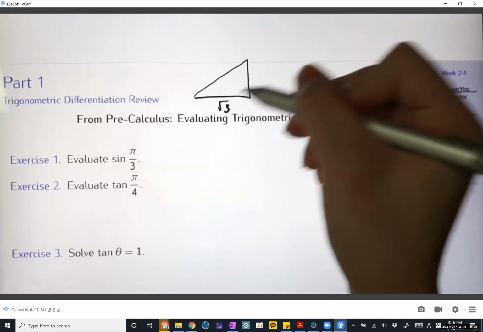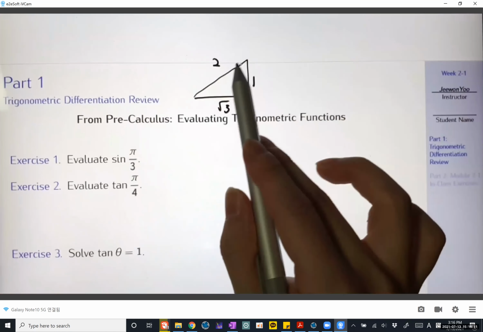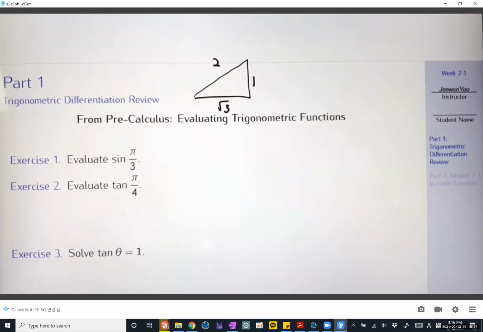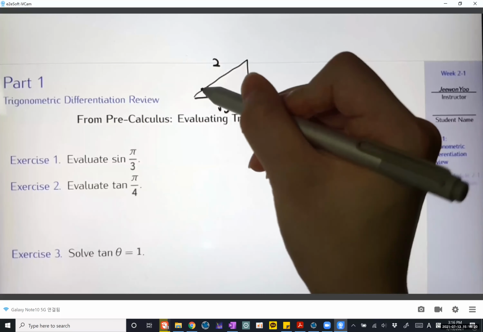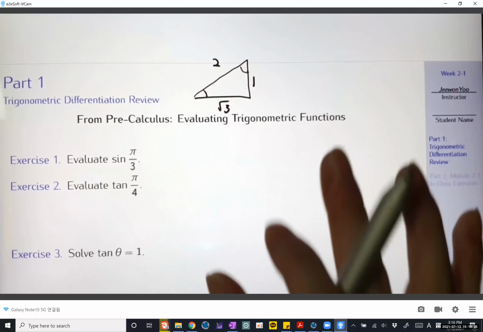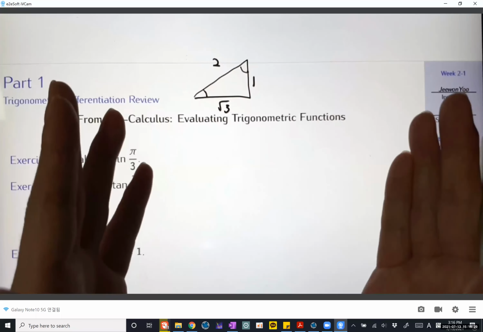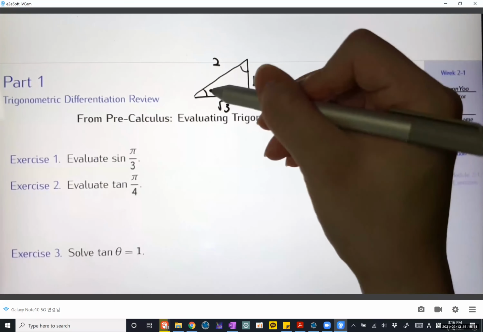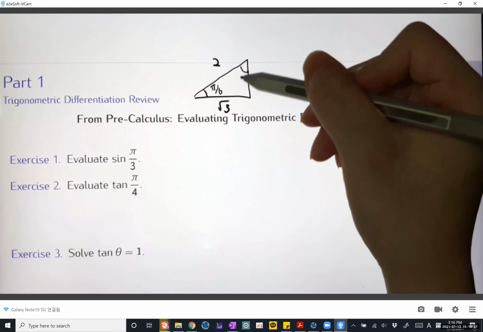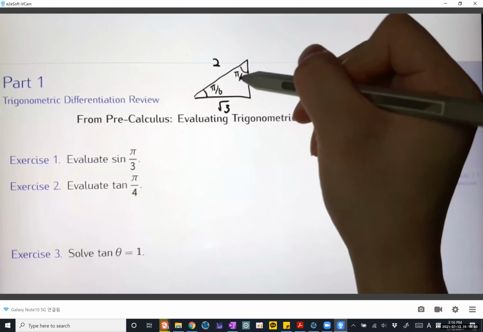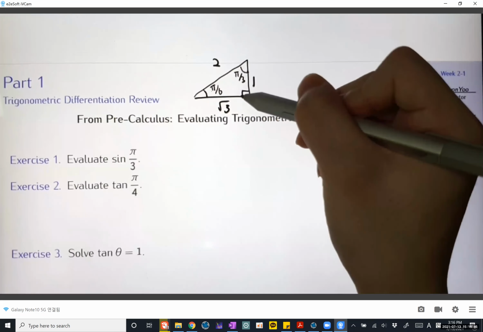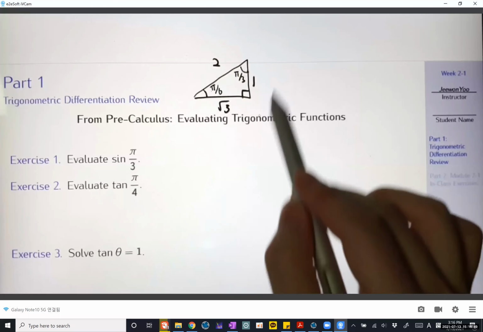One, hypotenuse is 2, and then square root of 3. Good, you guys remember. The angle here is 30 degrees, the angle here is 60 degrees, and so on. But in calculus or above, we always use radians instead of degrees. So the angle opposite to the 1 is pi over 6 radians, meaning 30 degrees. The angle opposite to root 3 is pi over 3 radians, meaning 60 degrees. And the 90 degrees is just pi over 2. So this is your type 1 special triangle.